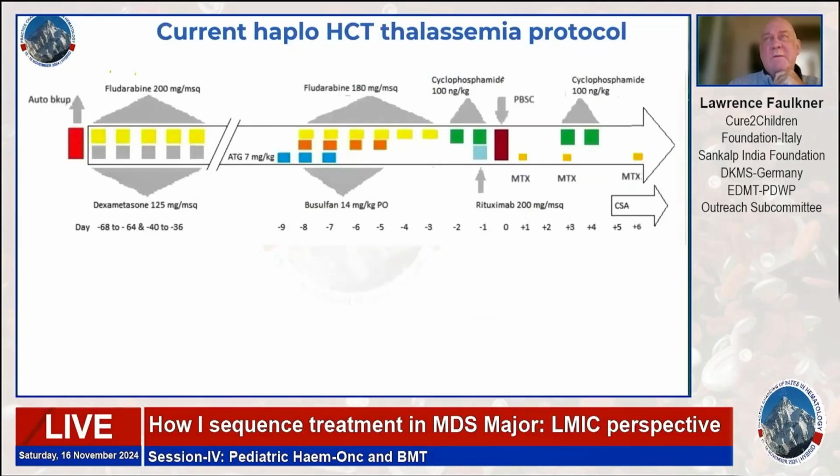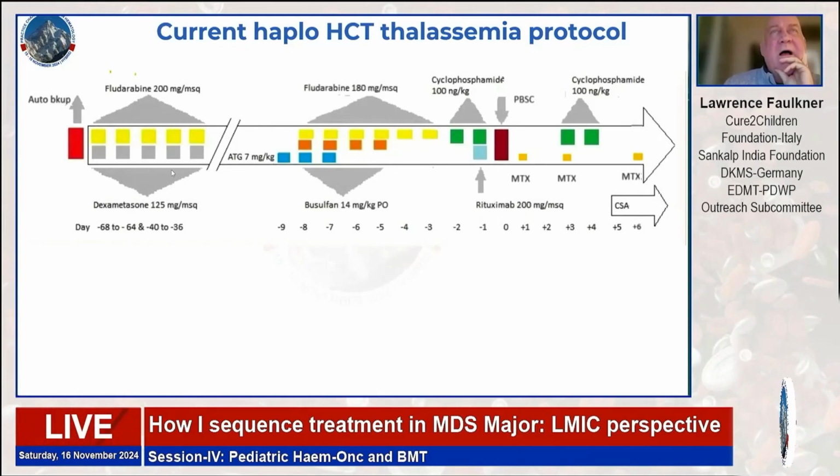This is the protocol we employed. The protocol is essentially based on ATG, fludarabine, busulfan, and cyclophosphamide, 100 milligram per kilo before and 100 milligram after transplantation. We used peripheral blood stem cells because we were more worried about rejection than graft versus host disease. And then we also give 2 cycles, 1 month apart, before the transplant of high-dose fludarabine and dexamethasone.